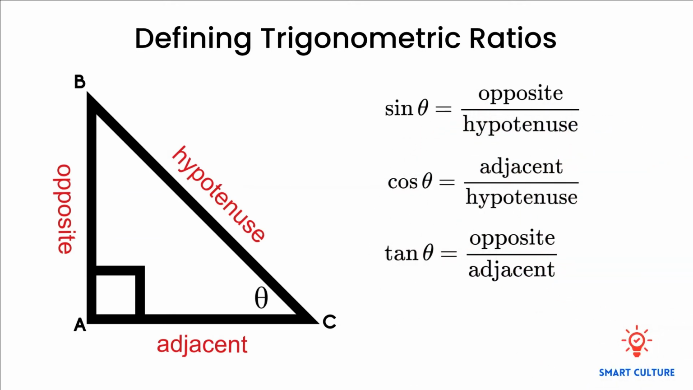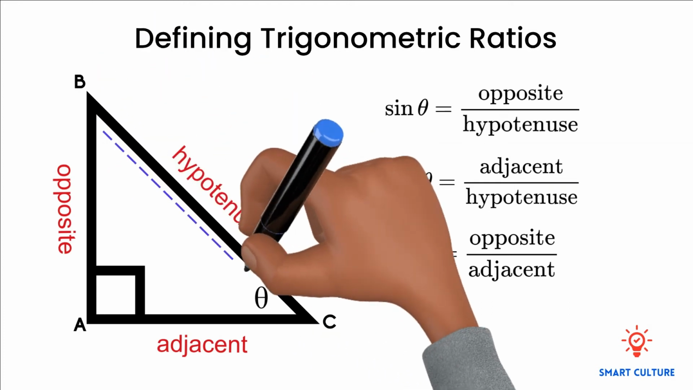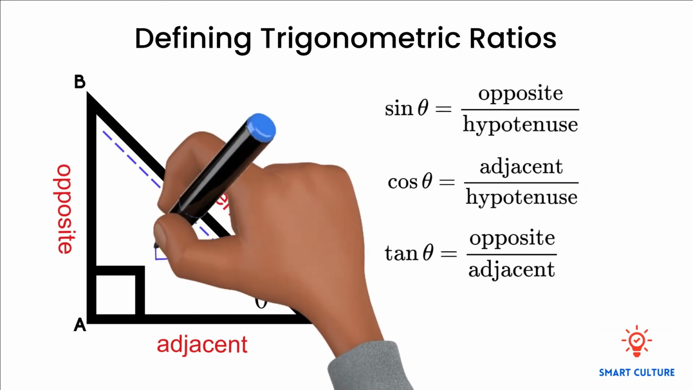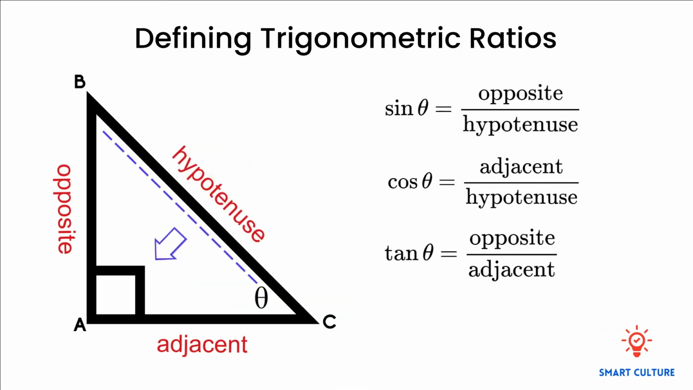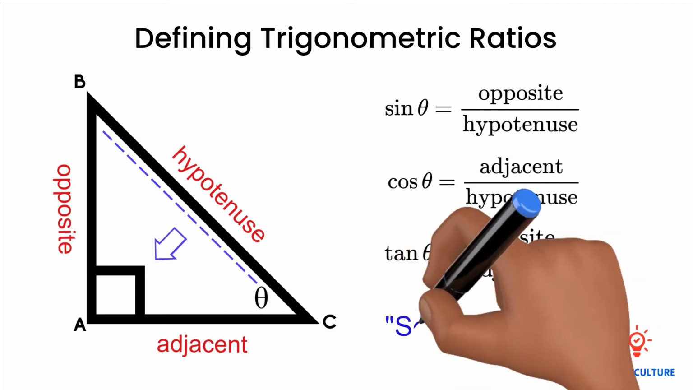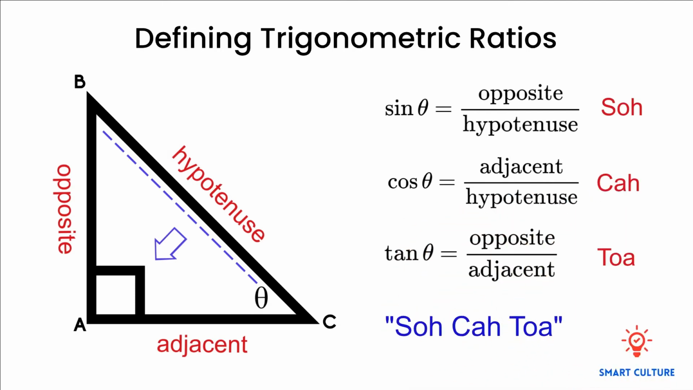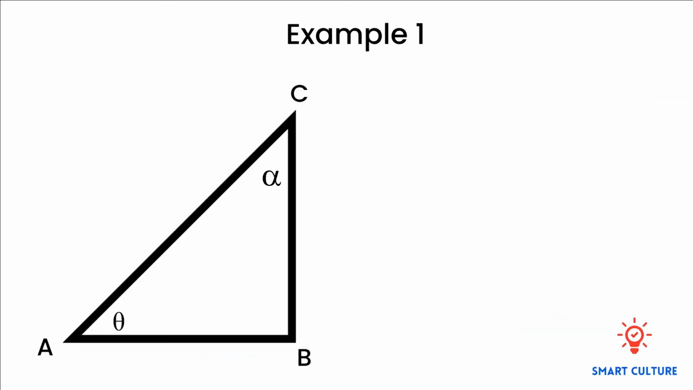These ratios are also known as trigonometric identities. They relate the lengths of the sides of a right-angled triangle to its interior angle. These three ratios form the basis of trigonometry. Some people call it SOHCAHTOA. Weird, isn't it? Let's take a look at an example.